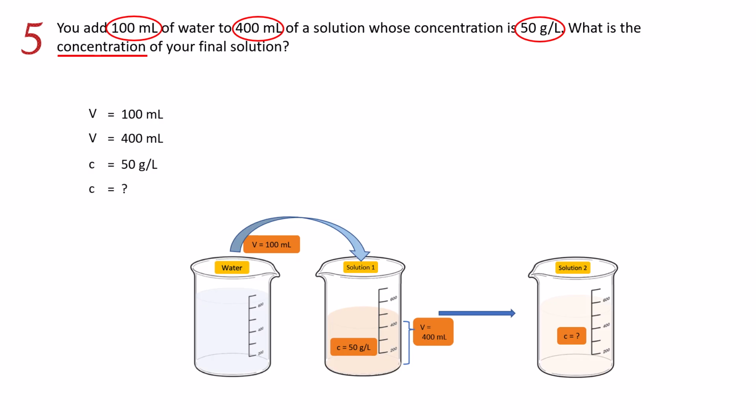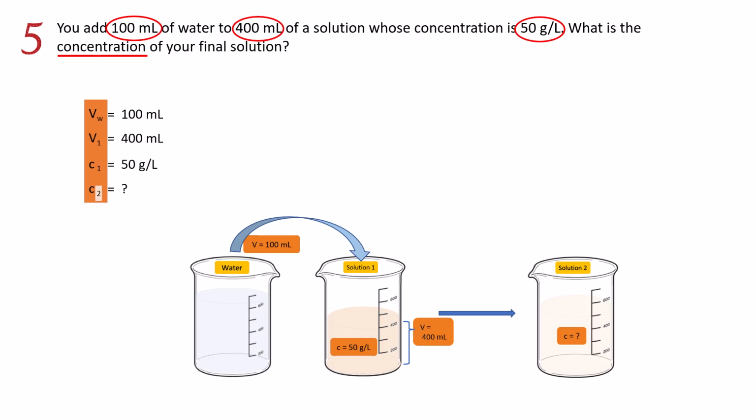Step 6. Checklist. We need to differentiate between the two V's and the two C's. We note that as stated in the problem, the 100 ml is the volume of water added, so we label it as VW. And the 400 ml is the initial volume from the stock solution, so we label it as V1. The 400 milliliters goes with the 50 gram per liter concentration, so we label the 50 gram per liter as C1. The unknown variable will be C2.